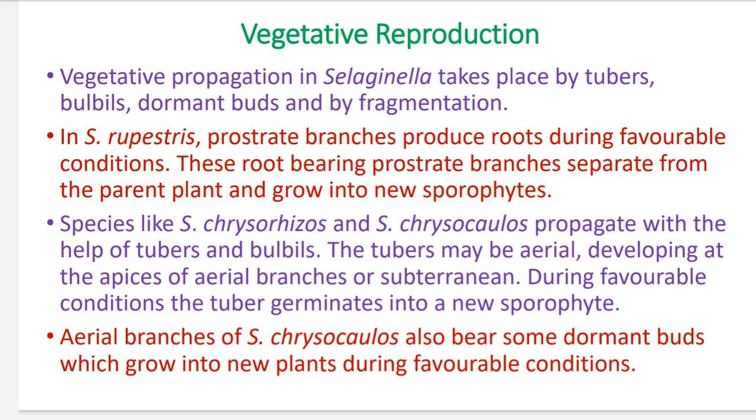Last one, the aerial branches of Selaginella chrysocaulos also bear some dormant buds, which grow into new plants during favorable conditions. These aerial branches produce buds in dormant condition, and these buds further cause vegetative reproduction, producing the new sporophytic plant body of Selaginella. So in this way, vegetative reproduction in Selaginella takes place in different ways.